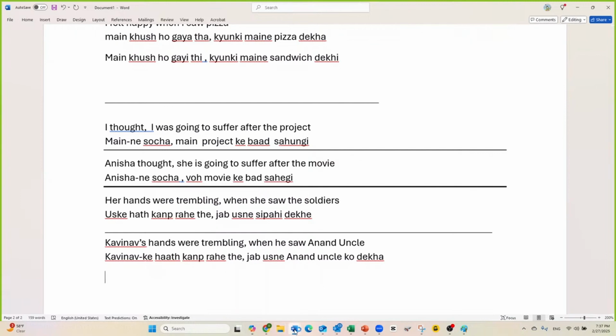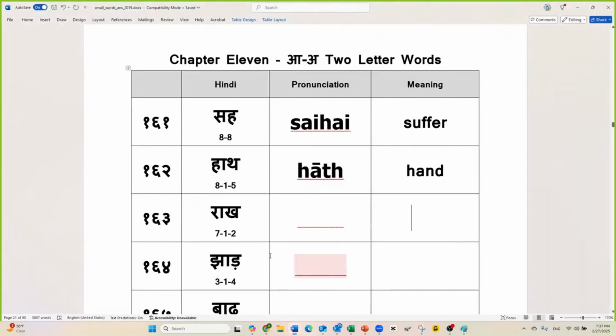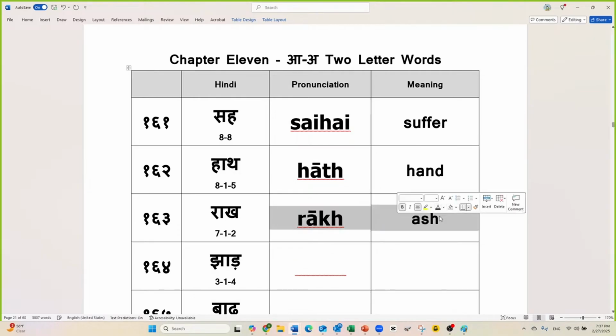Okay, let's go to the next word. We don't have time, so now we'll just read the words. We'll not do sentences. Next word, Anisha, read it for me. राख. Raakh. Raakh is ash.